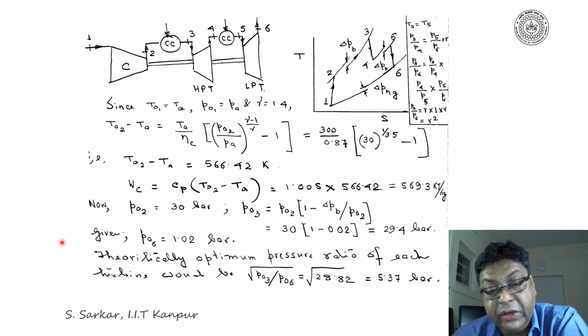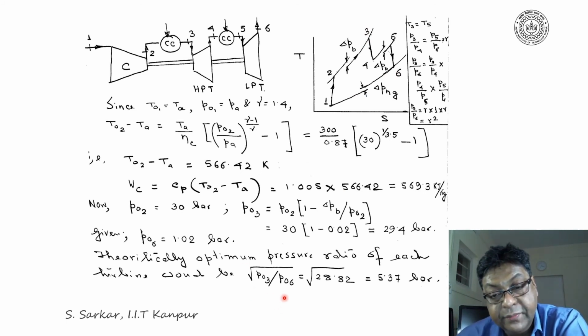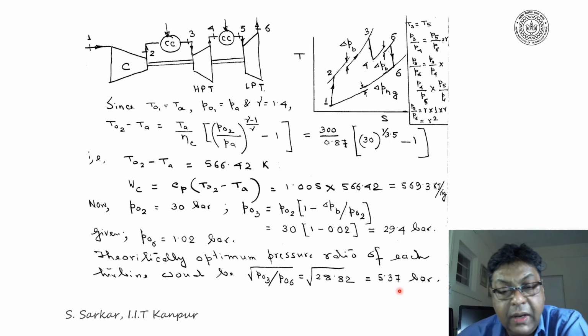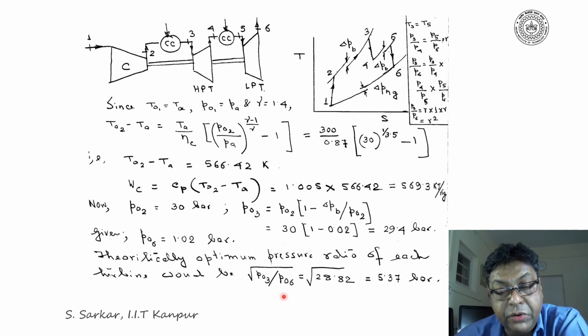Now I can say that theoretically, the optimum pressure ratio for each turbine would be root over P03 by P06. I know total pressure at the state point 3 and I know total pressure at the state point 6. I can just evaluate root over P03 by P06, which has given me 5.37. That means work output would be optimum when the pressure ratio for each turbine is around 5.37. Now I'll show you how I have arrived at this conclusion, that the optimum pressure ratio for each turbine can be evaluated by root over P03 by P06.